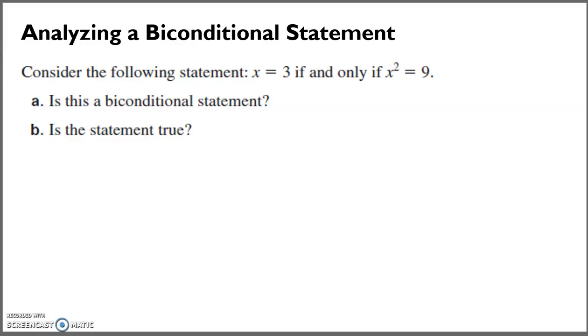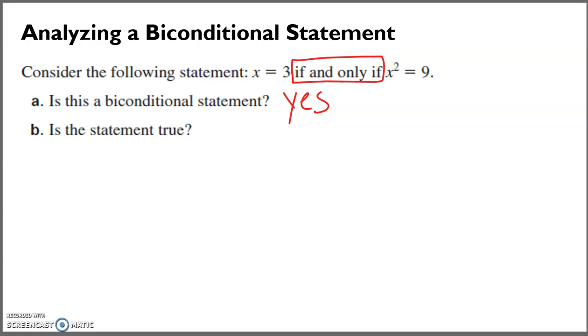All right, let's continue on with another example. We're going to analyze this biconditional statement. Consider the following statement. X equals 3 if and only if x squared equals 9. The first question is, is this a biconditional statement? And yes, it is. Notice how it's written with the if and only if. Biconditional statements are written in this format.